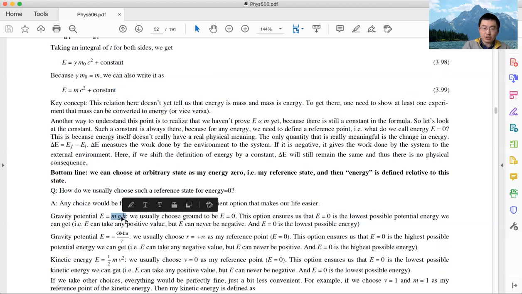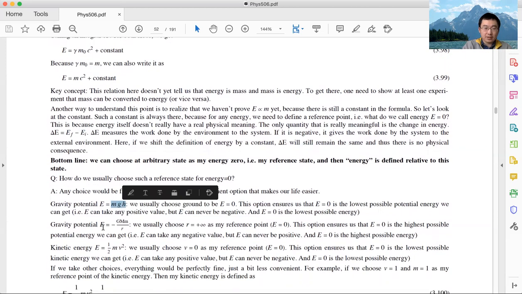So for gravity potential, obviously this energy zero is a choice. It's a reference point we choose. Typically for gravity potential, we choose the height zero to be the ground, the lowest point in this area where I do the experiment. This ground is only a convenient choice. We don't necessarily need to choose the ground level. We can choose, say, sea level, we can choose the top of a mountain, we can choose any height to be my reference point.